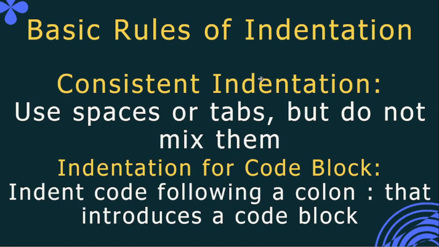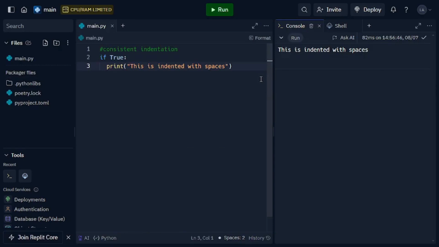Now we have indentation for code blocks. Indented code follows a colon that introduces a code block. For example, if we take conditional statements if, for, while and function definitions, etc., we will use code blocks, right? So for this, let us see code blocks indentation. We have indentation for code blocks.